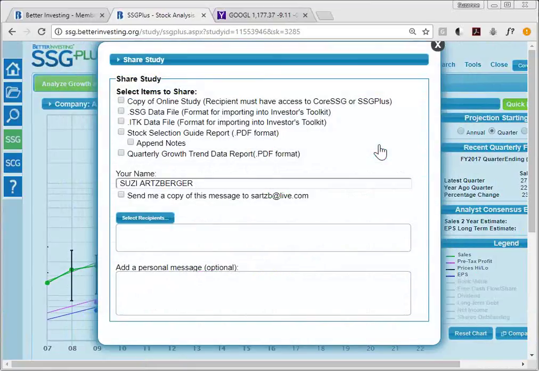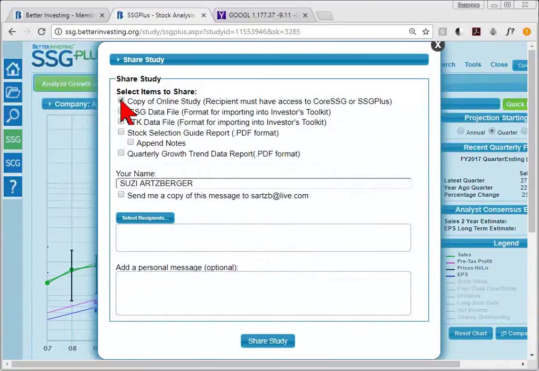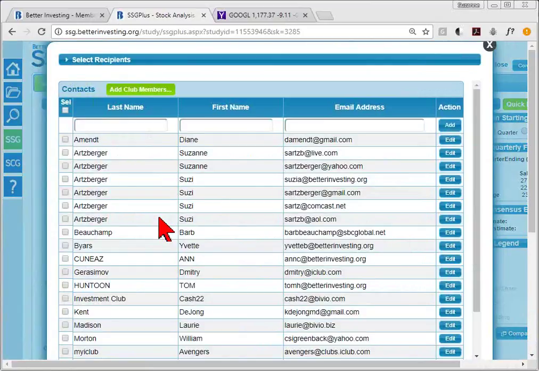And I will also point out that if you are doing a stock selection guide and you think you have a problem that you want us to take a look at, home office or member services, this is a great way of sending it to us. We can share a copy of the online study and send it to any number of recipients. We can add people to the list. So let's say I want to do member services.